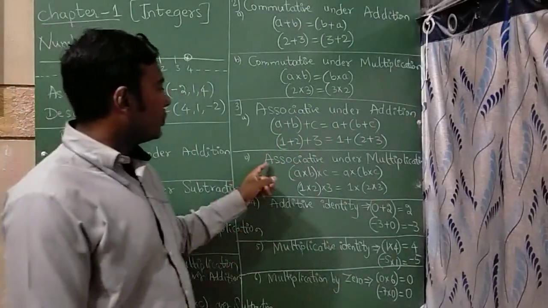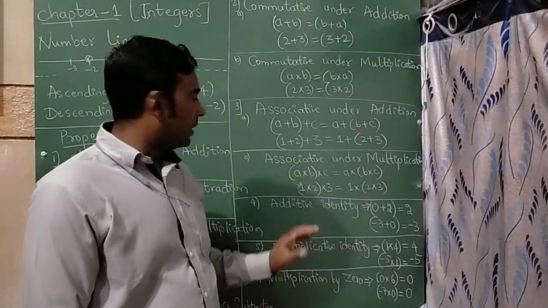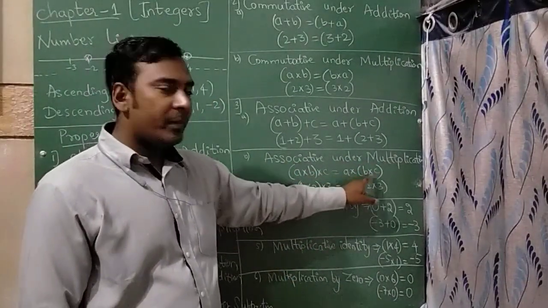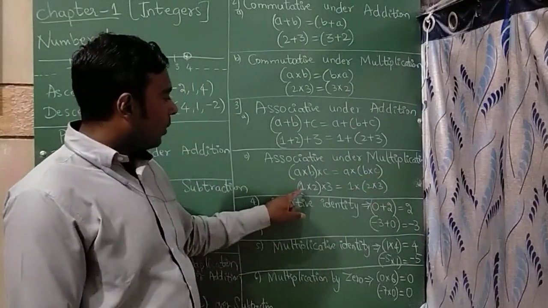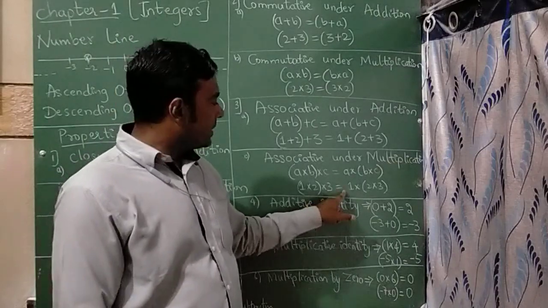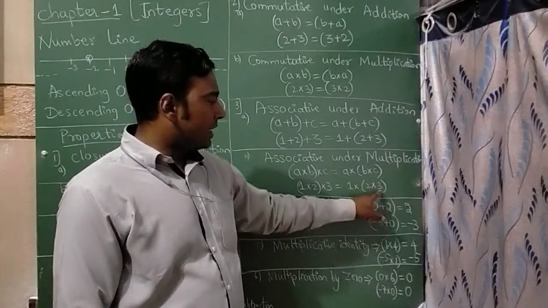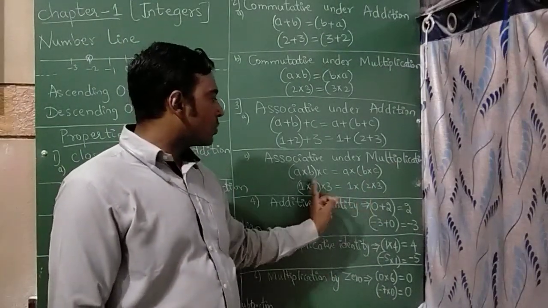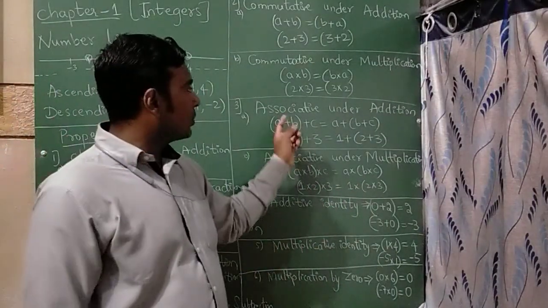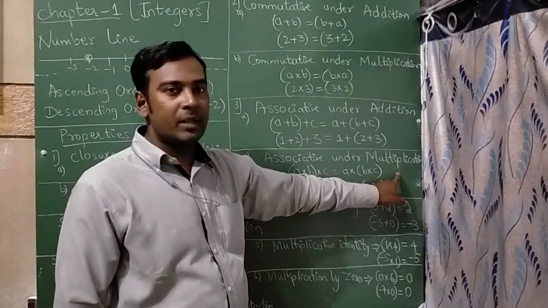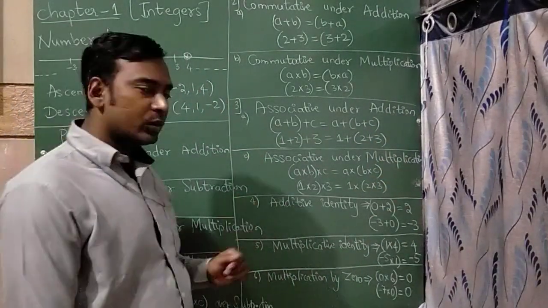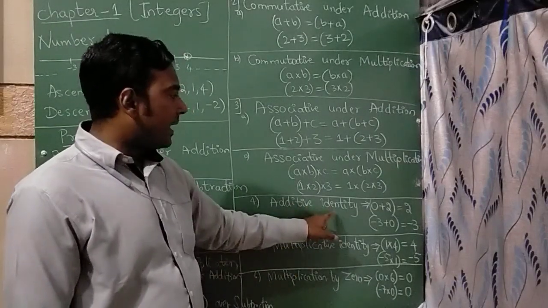Fine. Now associative property under multiplication. So (a into b) into c is equal to a into (b into c). Fine. Now 1 2s are 2. 2 into 3 is 6, which is equal to 1 into (2 3s are 6). 6 1s are 6. So again it is the same. Fine. Now again remember, in associative property there is addition and multiplication but no subtraction. Fine. Now the fourth one is additive identity.